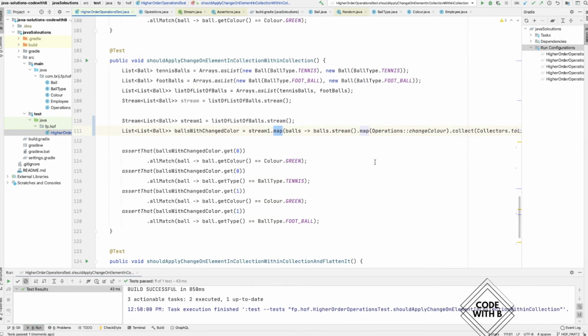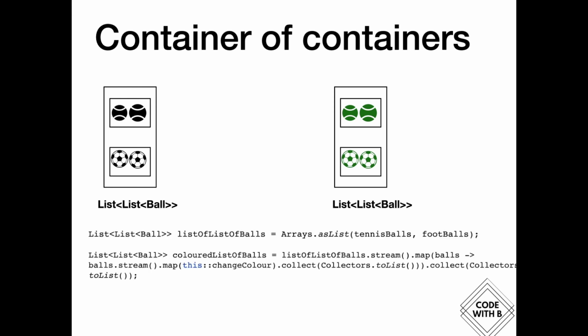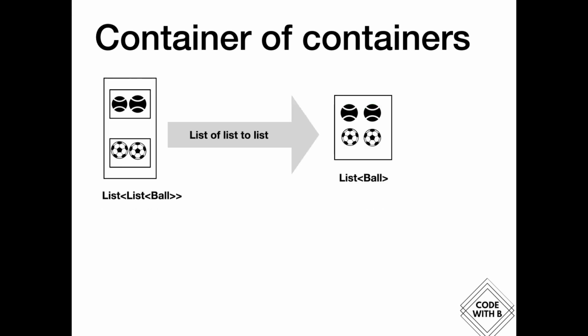Right. So this was about when we have a collection of collection and we want to get a collection of collection and do a transformation in between. So you can apply map. Now let's look at another scenario. So now we have a container of container, the same input, but the output that we want is all the different kinds of balls within the different containers. They should be part of the same container. So we need list of ball to list of ball.